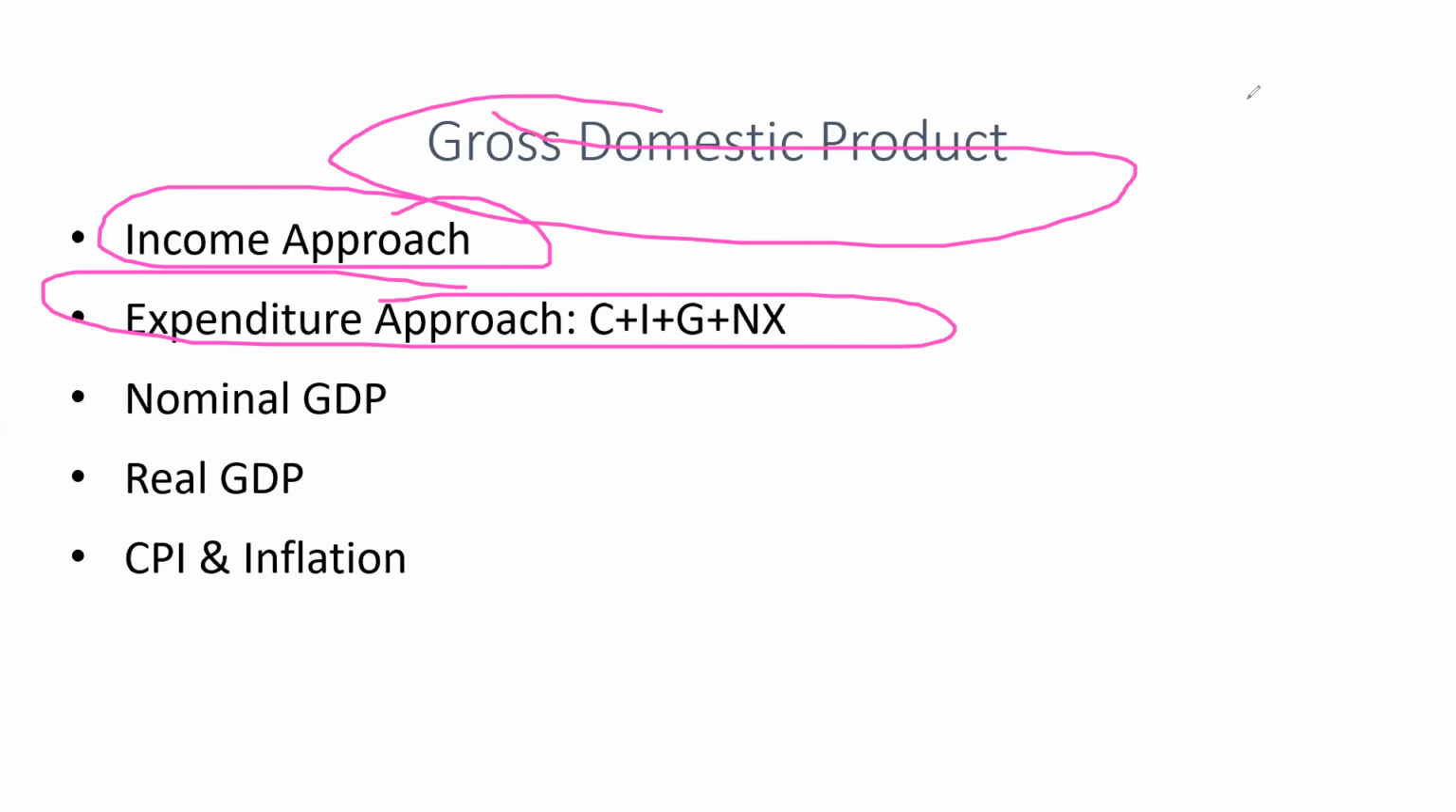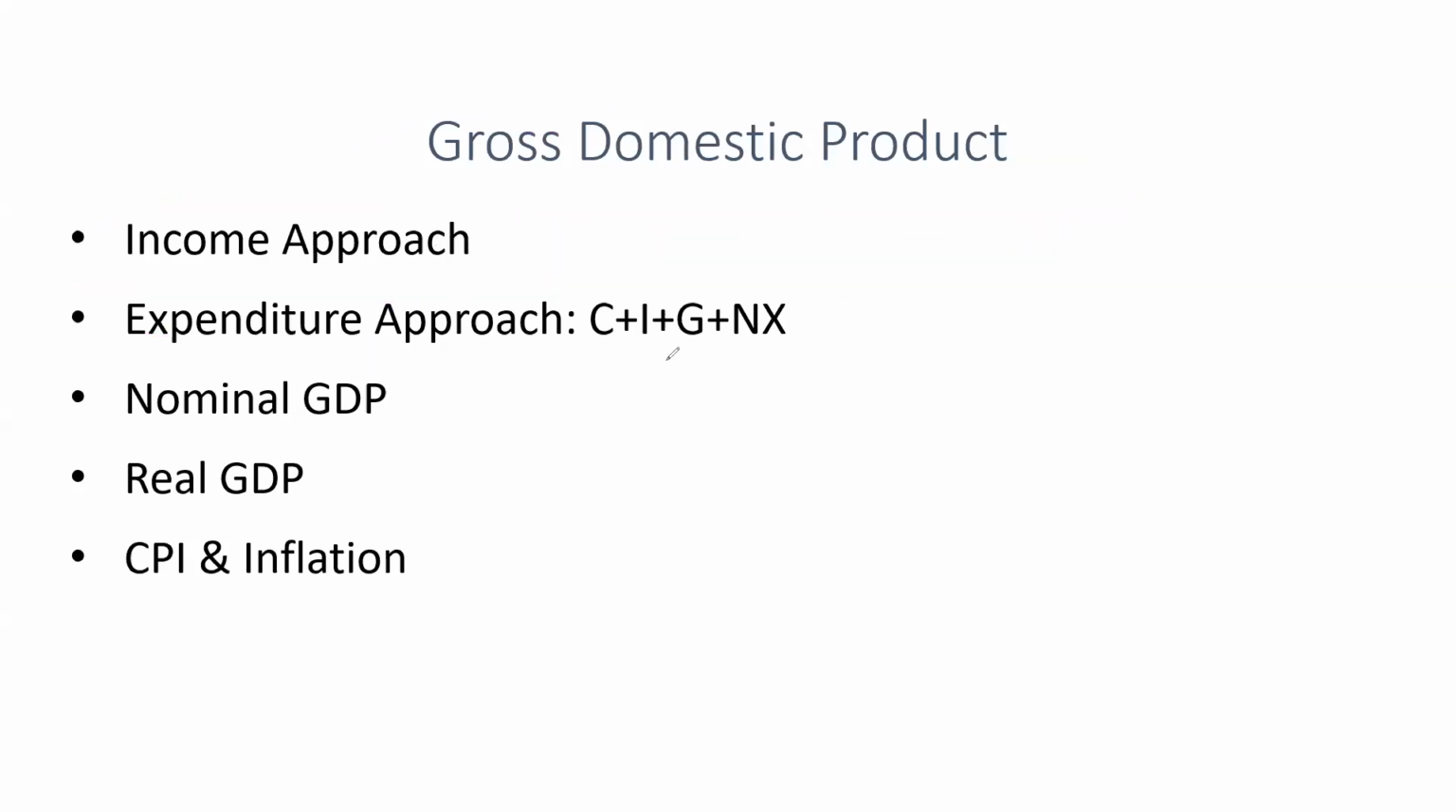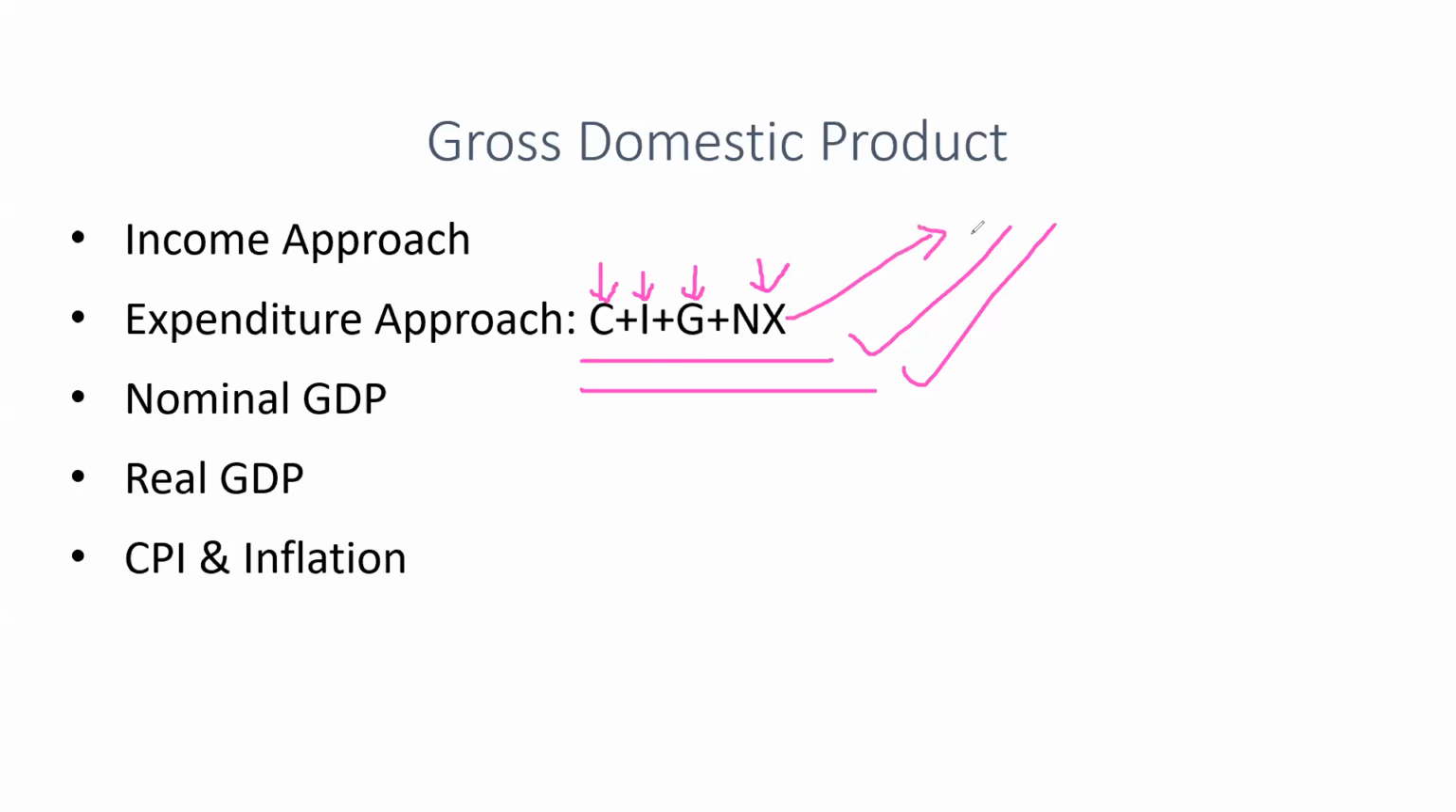Now, as far as expenditure approach is concerned, we got a fixed formula, and this is the one that we use for this particular course or most of the times. It is made up of C, I, G, and NX. C stands for consumption, I stands for investments, G stands for government spending, and NX is actually net exports. Net, let's write it down. Net exports. So that is NX.